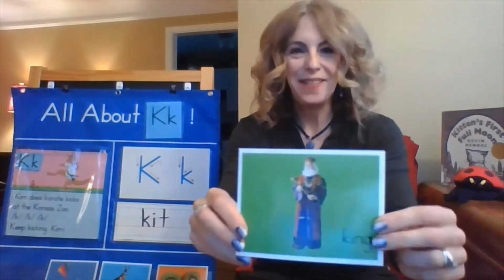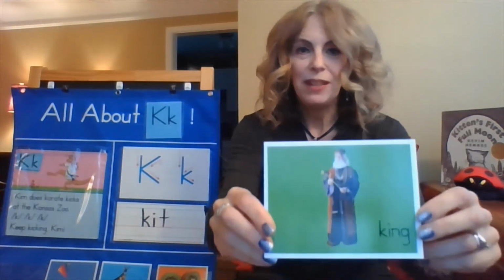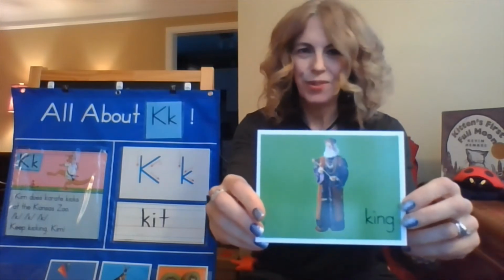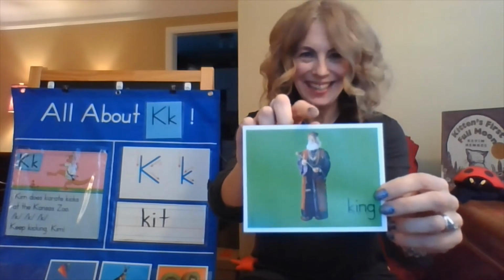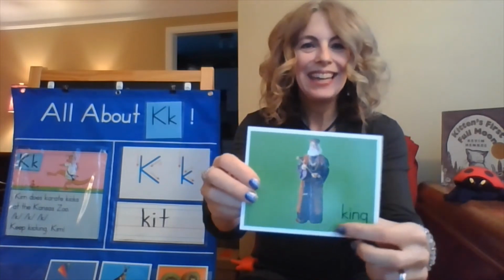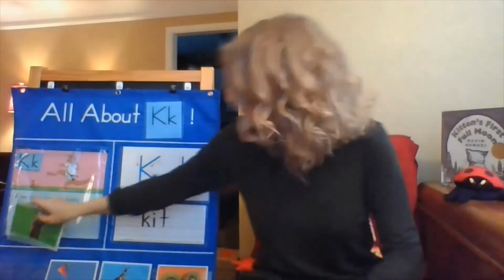The first one we have here, this is a man. We used to have a lot of these a long, long time ago. They were rulers of countries, and they are called a king. Can you say king? King. Starts with the letter K. It makes the K sound.